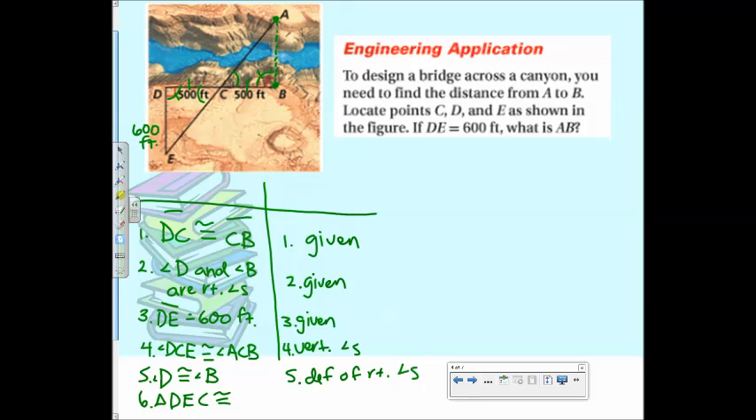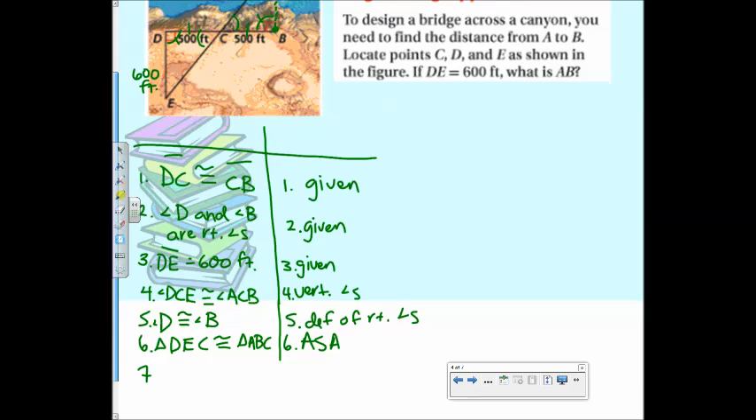Based on ASA. What did you say? Right angles. Oh, okay. So now that I know that those triangles are congruent, now what can I say? AB equals 600. So now I can say that AB is congruent to DE, and that's based on CPCTC.